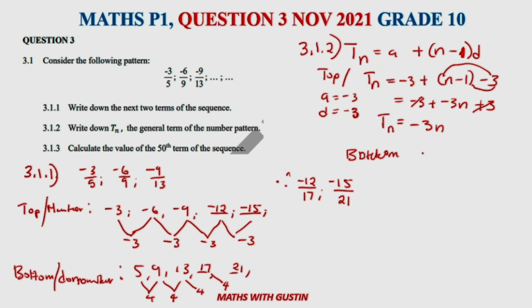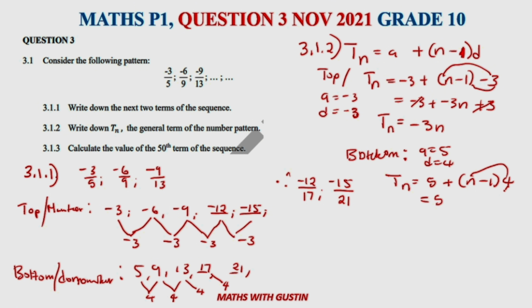Of Tn. What is A there on the bottom part? On the bottom part, A is equal to 5, and therefore the difference is going to be equal to 4. Therefore, use the same thing again. A, which is 5, plus n minus 1. The difference is 4. Therefore, remove the bracket with 4.